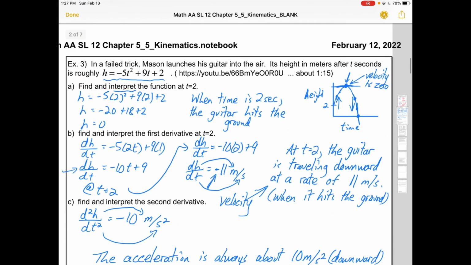Now you might look at this graph and say, hold on, if it hits the ground at 2 seconds, why isn't the top going to happen at 1 second? Well, that's because Mason's standing on a stage. He's not starting from ground level. The guitar's not starting from ground level. And this plus 2 sort of deals with that. So the top of this parabola is going to be closer to the instant that he lets it go than to the instant that it hits the ground.